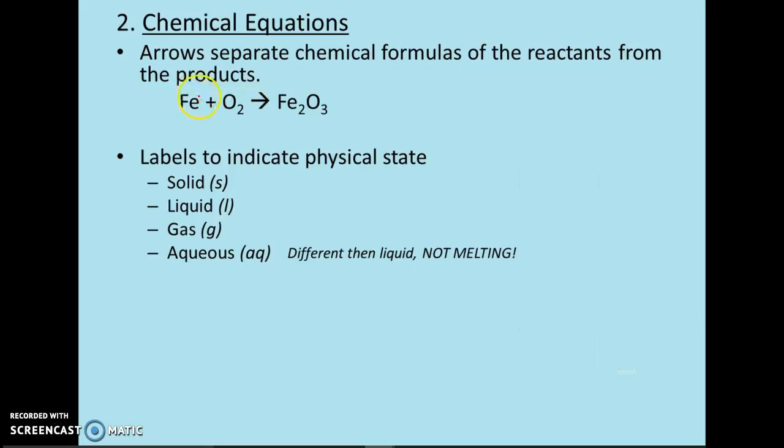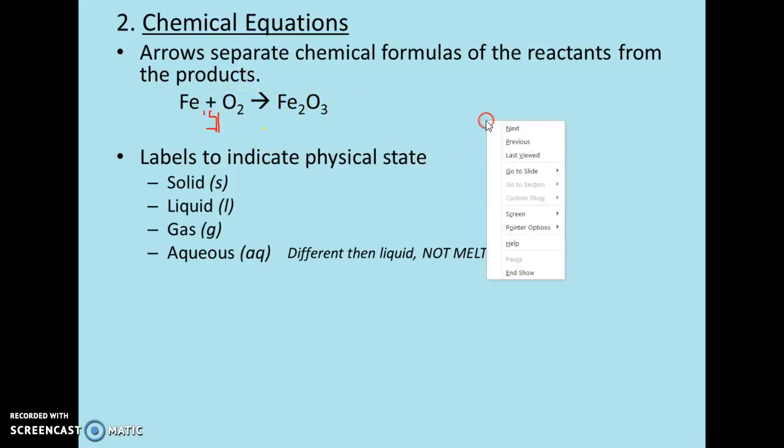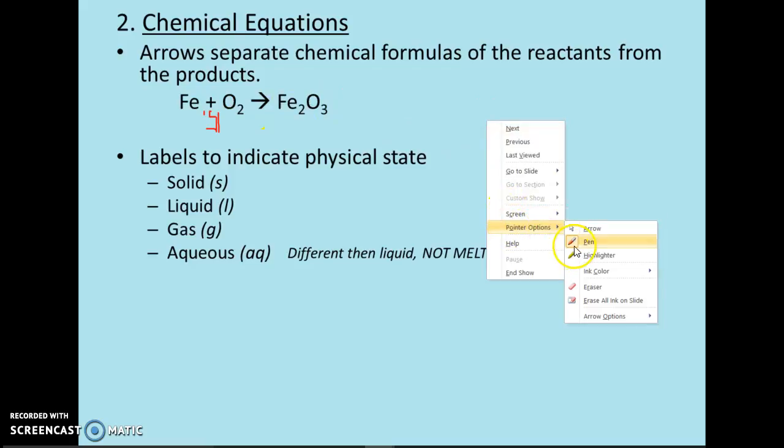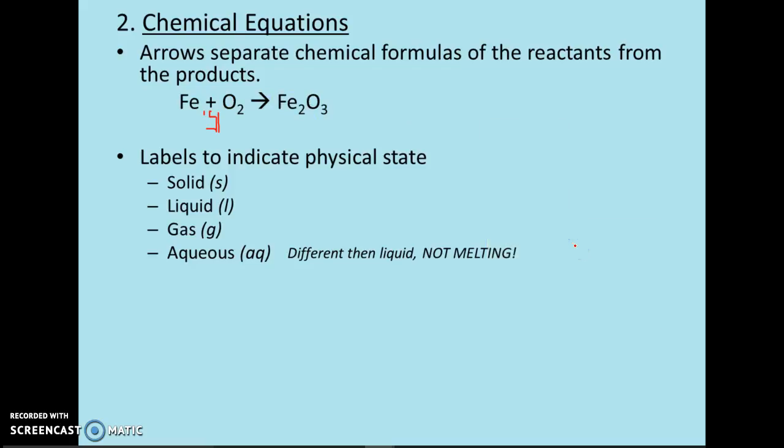So if I were going to add some physical state labels to this formula, iron at room temperature is usually a solid. So you put a little s in parentheses next to it. We'll revisit this, but then oxygen is gas at room temperature, so it'd be a little g right here. And then iron oxide, which is the technical name for rust, would have a solid next to it as well.